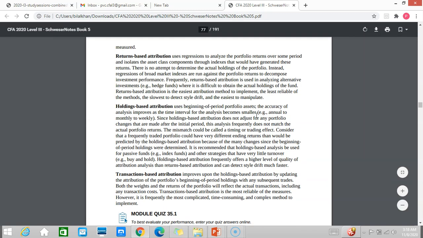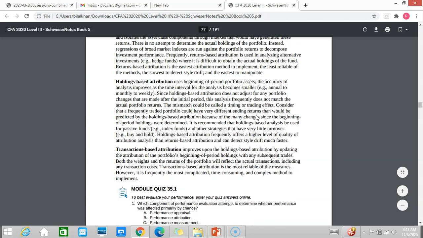So returns based attribution generally uses regressions to analyze where return is coming from, that is, how much return is coming from security A, how much is coming from B, how much is coming from opportunity C. Holdings based attribution uses beginning of period portfolio assets, that is, what were the assets held in the portfolio. And transaction based attribution improves upon the holdings based attribution by updating the attribution of beginning of period holdings with any subsequent trades. That is, what was the holding in the beginning and how did it change over the period of time. So these are the three key attribution techniques.